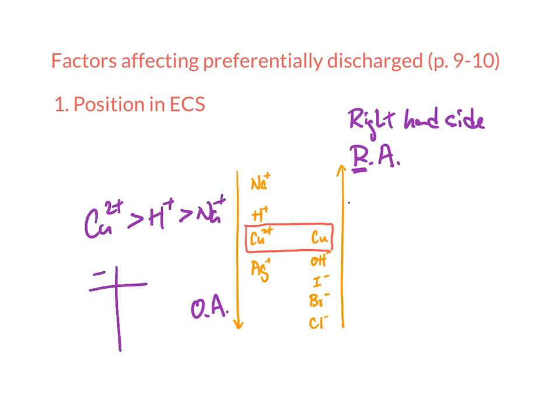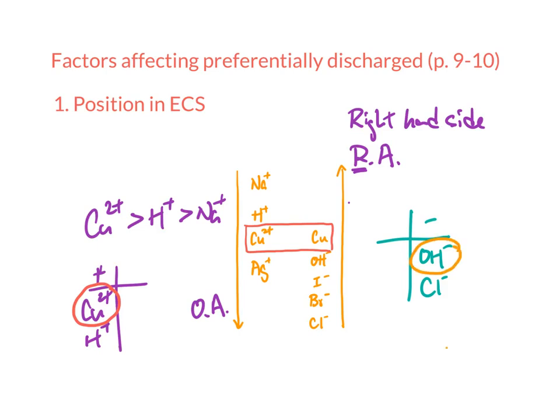In case you have Cu2+ and H+ in the solution at the same time, Cu2+ will be the one that discharges. The same thing happens on the right hand side. If you have OH- or Cl-, then you'll find that OH- has a higher position, because this side we're talking about RA, so OH- has a higher position than Cl-, then OH- will be preferentially discharged.